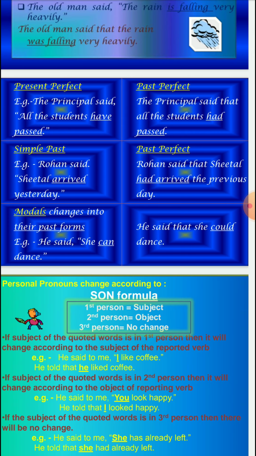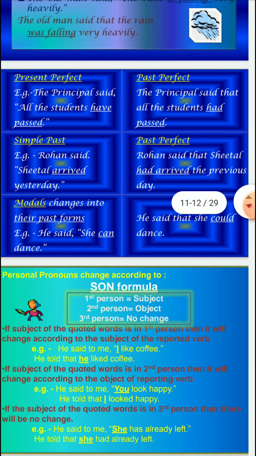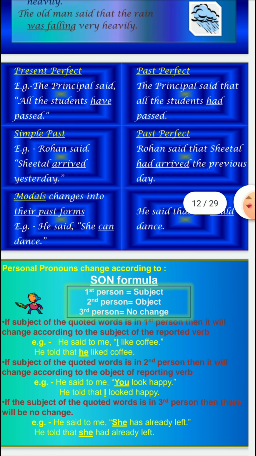Now, simple past, another rule says the simple past will change to past perfect. That means second form of the verb will change to the third form with had. Example, Rohan said Sheetal arrived yesterday. Arrived is the second form of the verb. So it will become had arrived. Now yesterday will also change to the previous day or the day before. So that also you have to keep in mind.